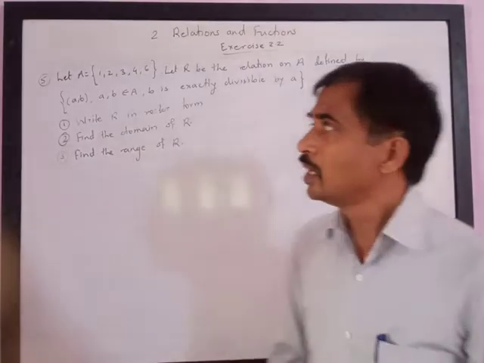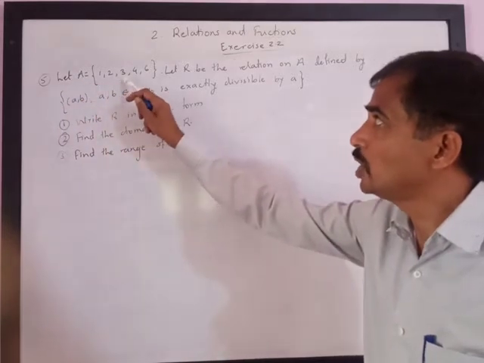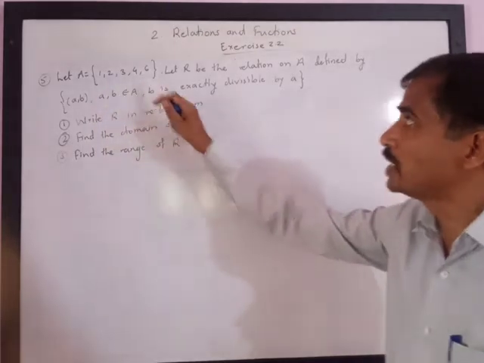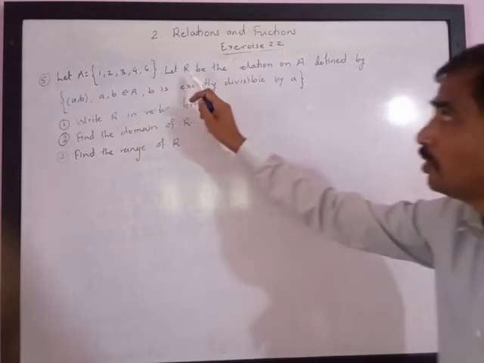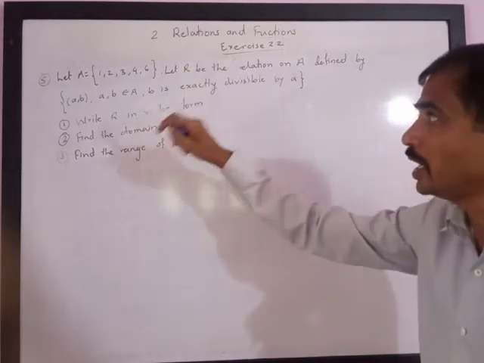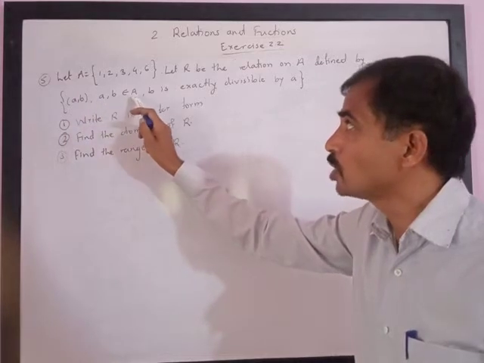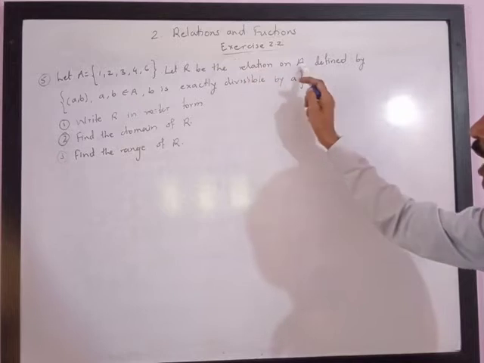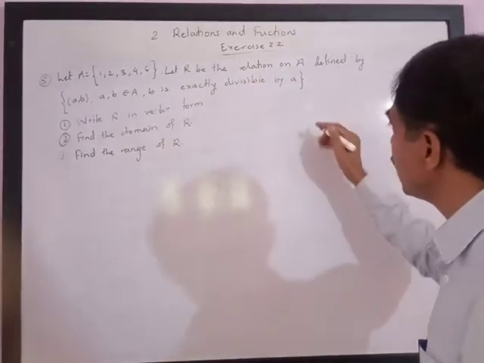Dear friends, next, fifth question is, let A be the set {1, 2, 3, 4, 6}. Please note 5 is not here: 1, 2, 3, 4 and 6. Let R be the relation on A defined by, R is a set of (a, b), where a and b belong to A. Please note here, let R be the relation on A. A relation on A means A with A itself.